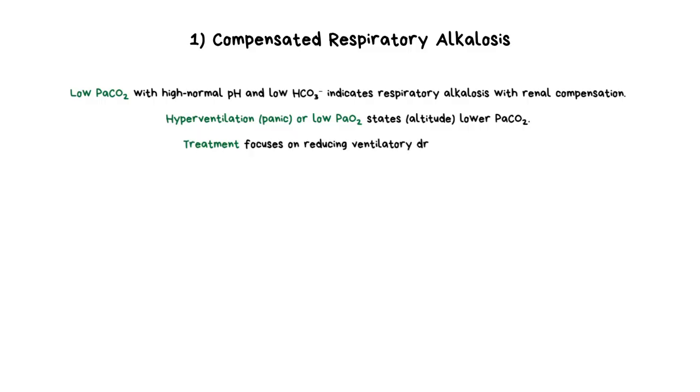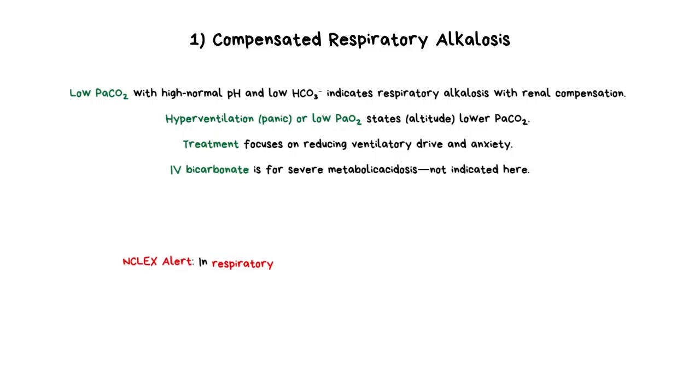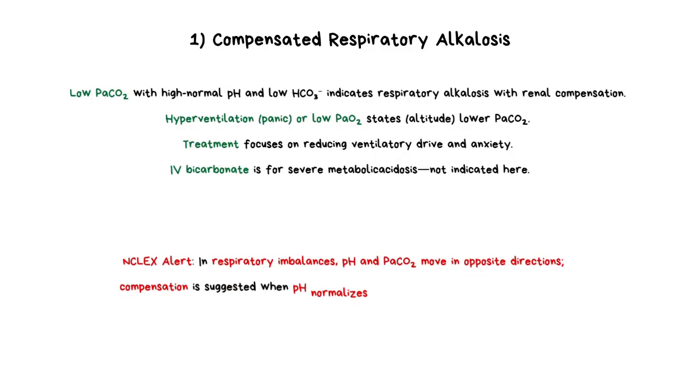Hyperventilation from panic or hypoxia at altitude lowers carbon dioxide. IV bicarbonate treats metabolic acidosis, not indicated here. Fluid restriction has no role. NCLEX alert. In respiratory imbalances, pH and carbon dioxide move in opposite directions. Compensation is suggested when pH returns toward normal, while CO2 or bicarbonate remain abnormal.